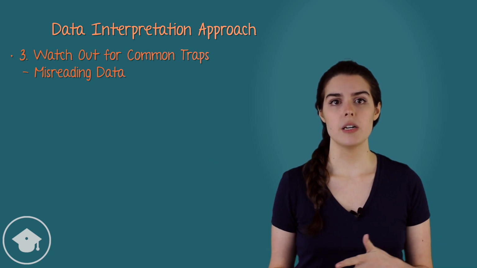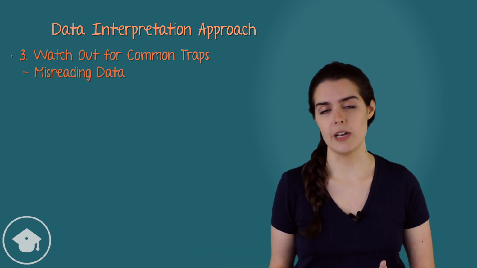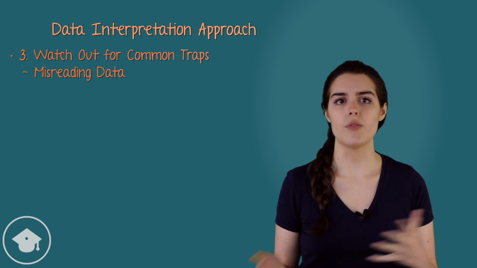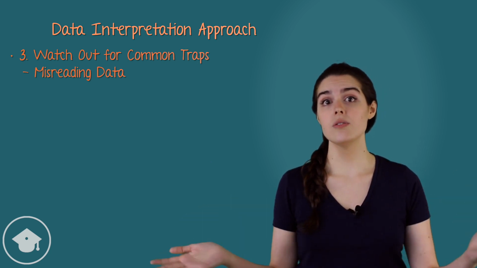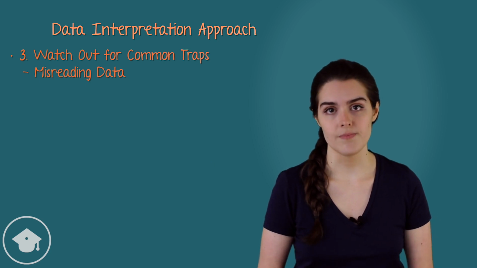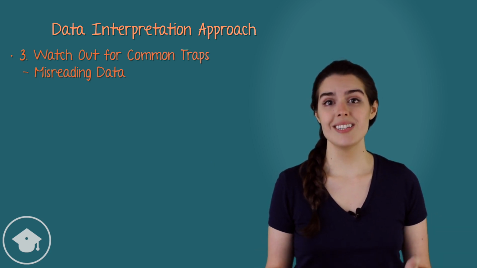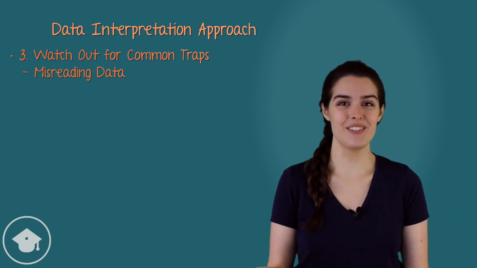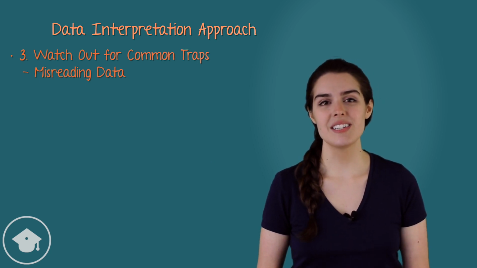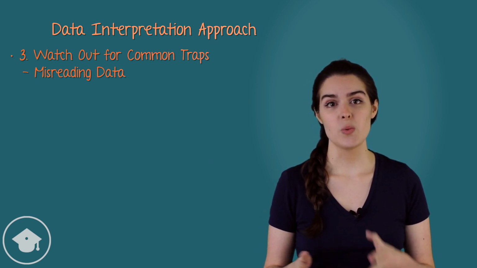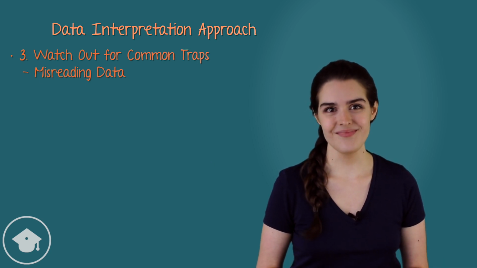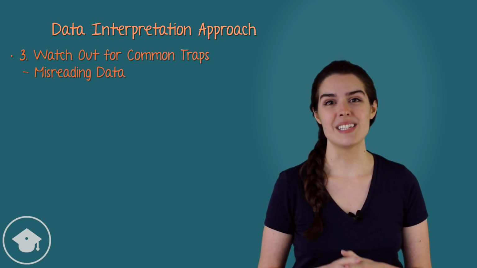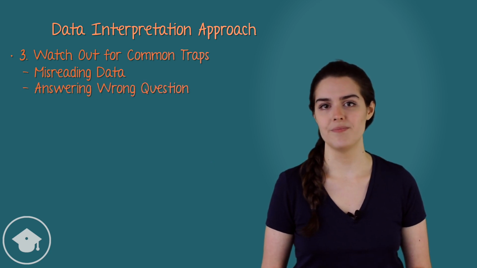Now, this can happen because we missed some key piece of information. So this could be not recognizing that we have a percent instead of a value, or hundreds of students instead of single students. However, we can also misread the data even if we know exactly what we're looking at. This is especially easy to do on questions that deal with graphs, where we need to estimate approximately where our different points fall. All right, our second trap is going to be answering the wrong question.